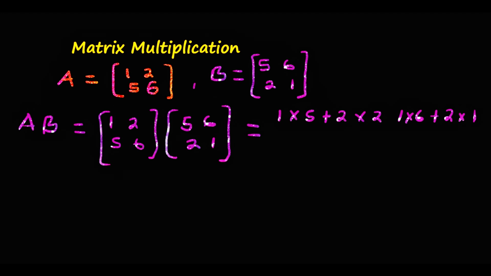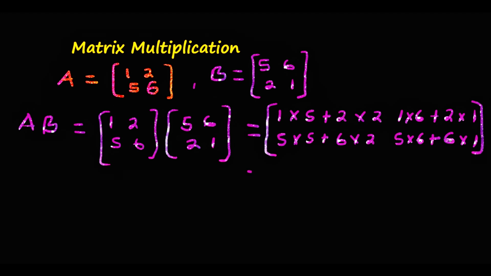So we go to the second row, that is 5 times 5 plus 6 times 2. Then we go 5 times 6 plus 6 times 1. Then we enclose this in a bracket because this is also a matrix.